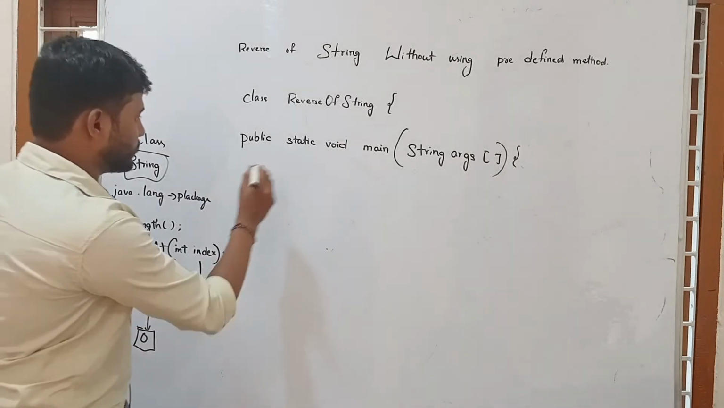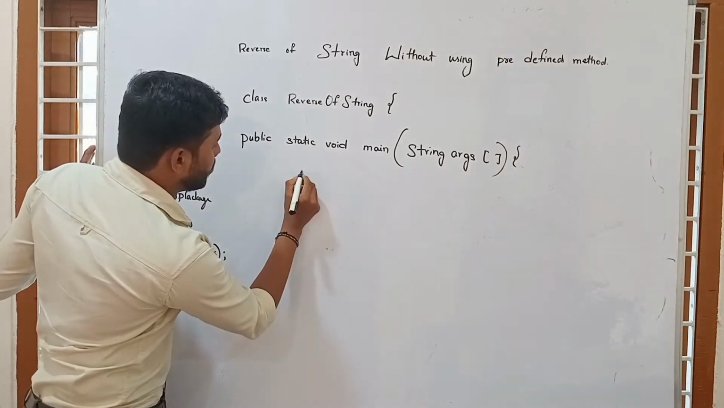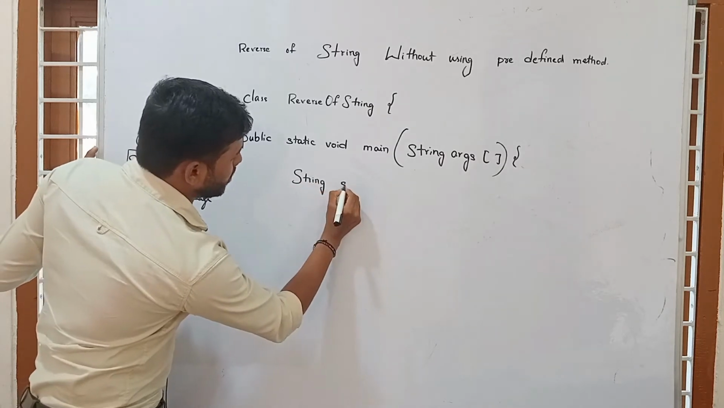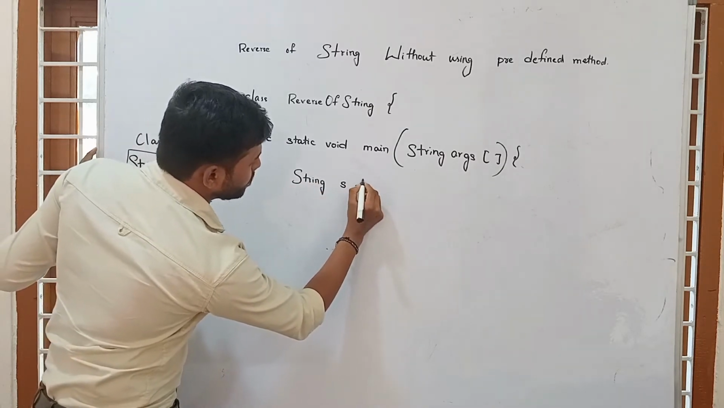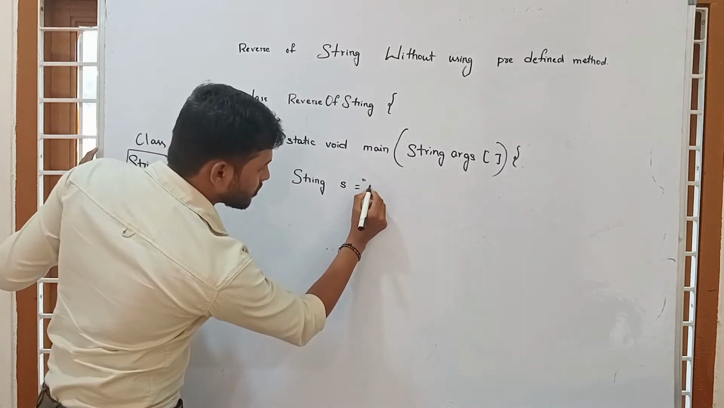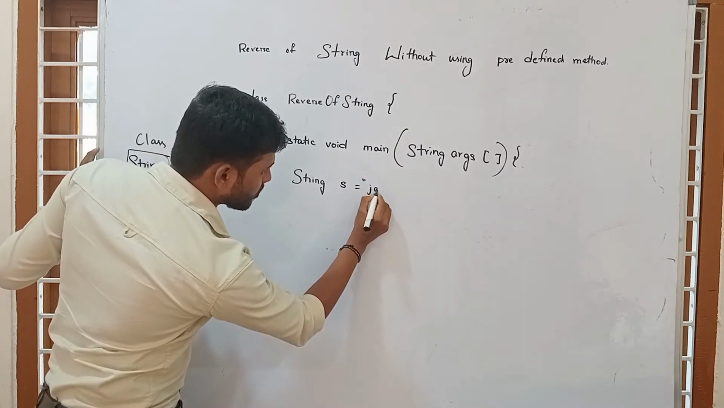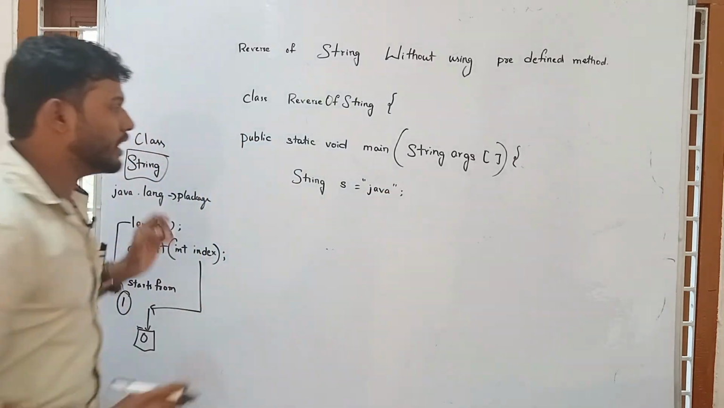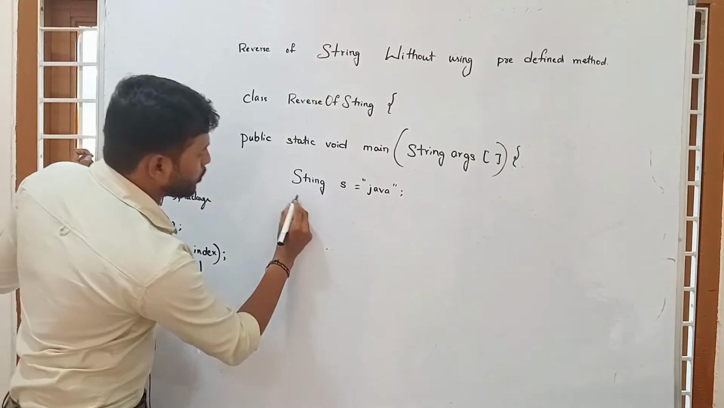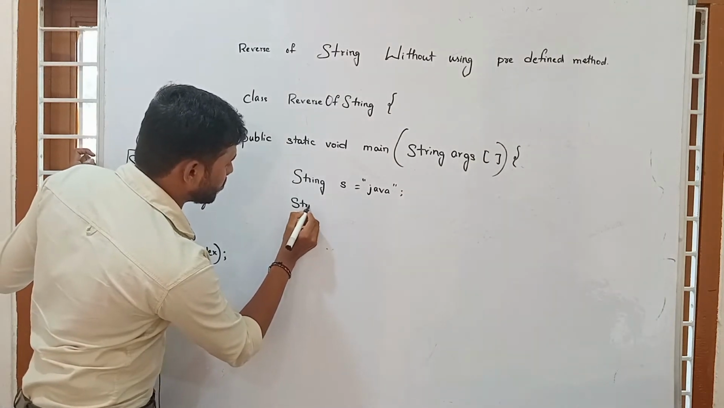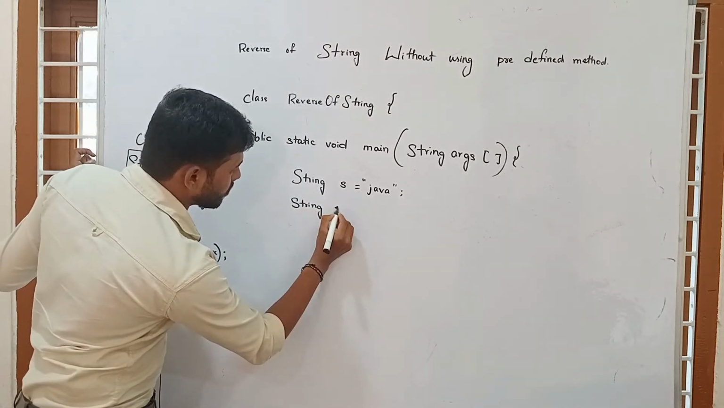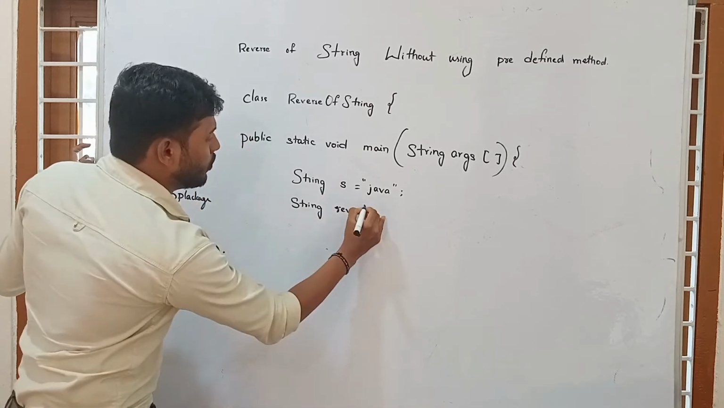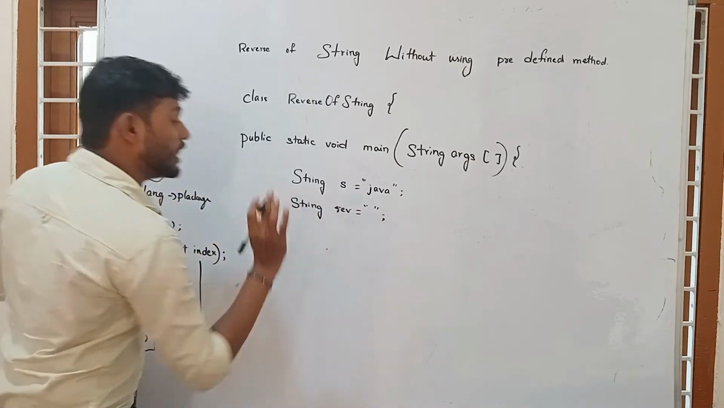Now let us see. Here I am declaring one string, s equal to "Java", and here I am declaring another string, reverse. Reverse equal to, here I am just initializing.